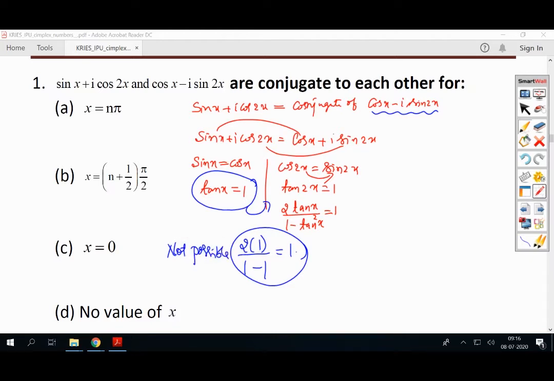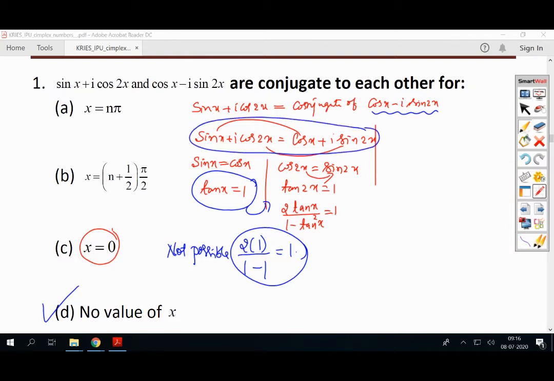This is the usual method of solving the problem. If you don't have an idea of all these concepts, I will teach you a shortcut method. What we do is, we'll straight away put x is equal to 0 in the given question. If you put x is equal to 0, what happens? Put it in here, I have written the conjugate: sin x plus i cos 2x is equal to cos x plus i sin 2x.